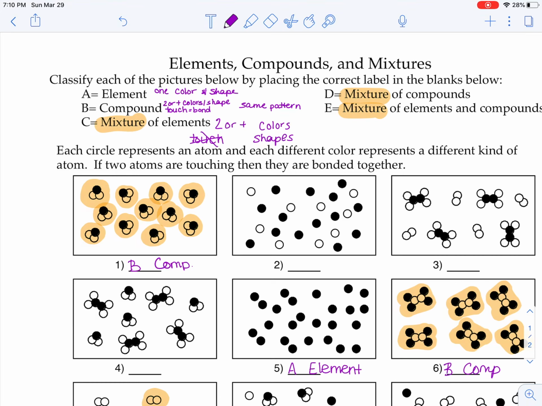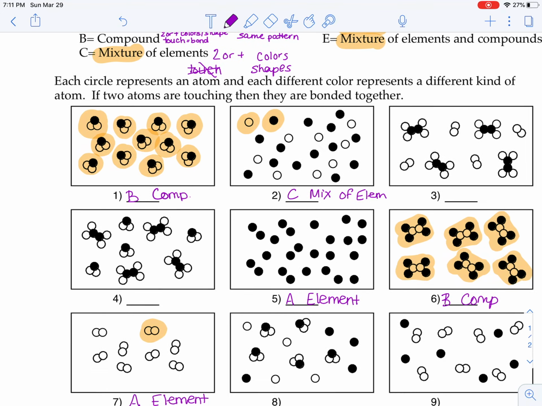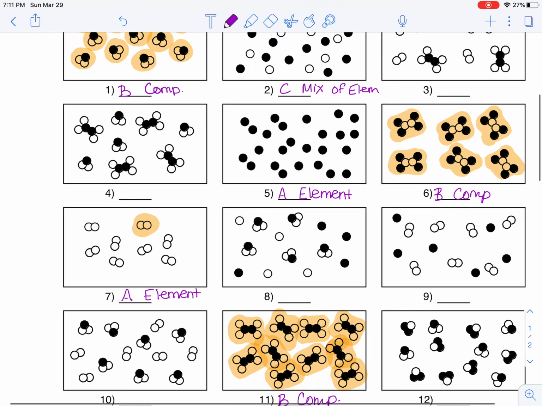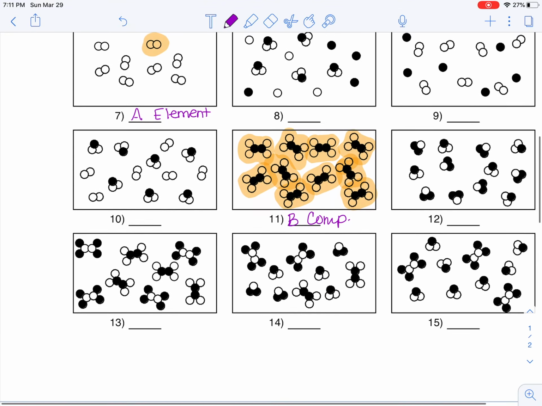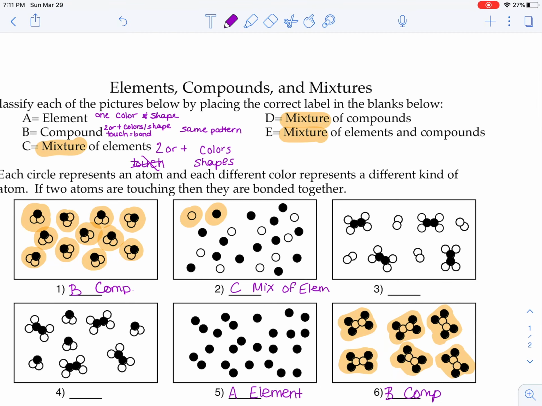So let's see. For number 2, I have white circles and black circles all by themselves, so those are elements. But I have more than one element in here, so this is a mixture of elements. If I keep looking, I'm looking if I have anything else where there are not pieces touching each other. And I think that that's the only one. So that's my only C, my mixture of elements.